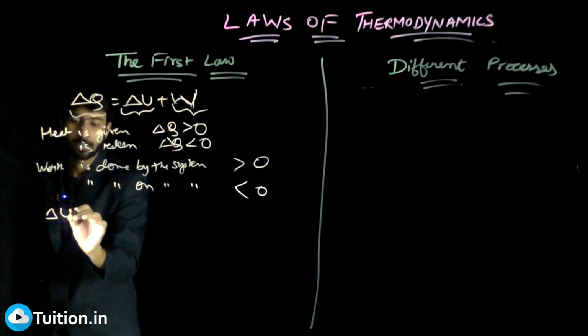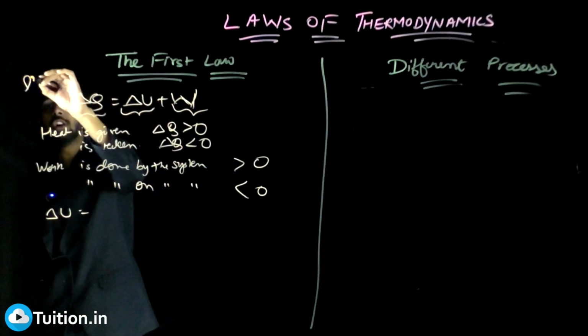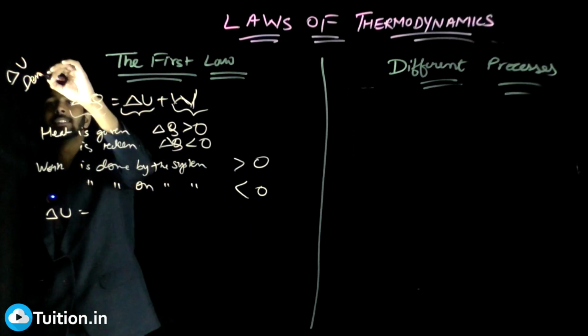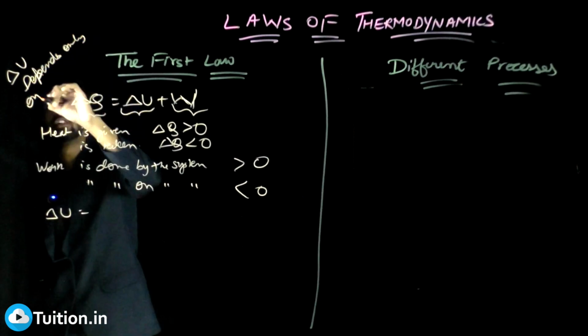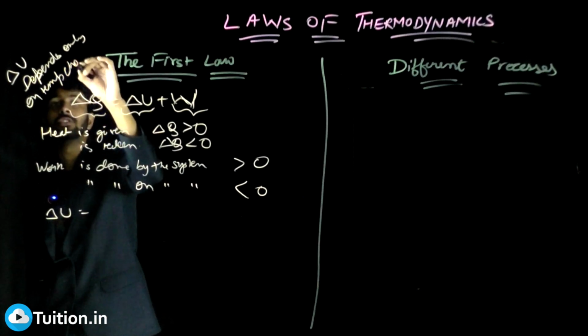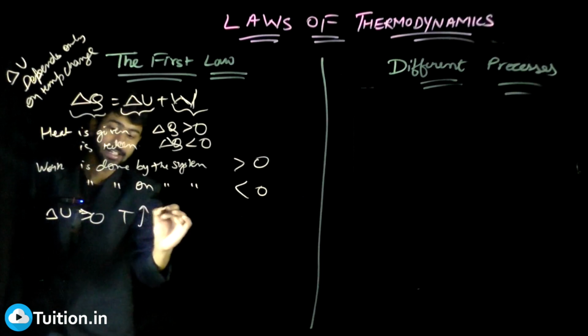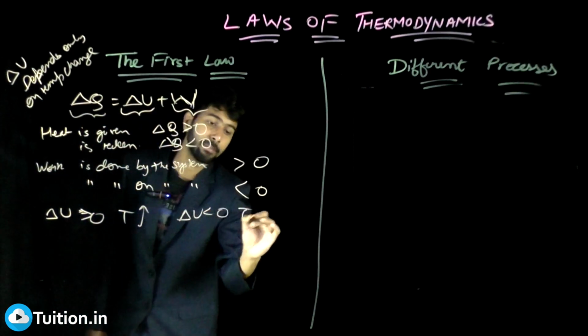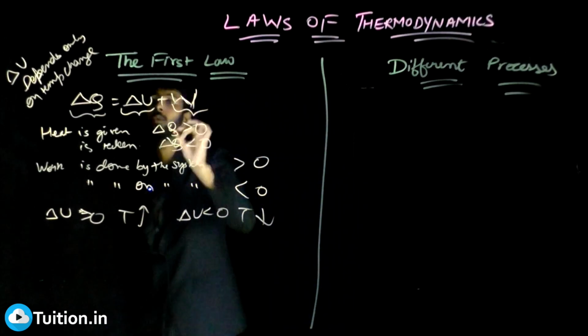Similarly, delta U is the internal energy change. Remember, delta U depends only on temperature change. And delta U will be greater than 0 if temperature is increased. Delta U will be less than 0 if temperature is decreased. So delta U depends only on temperature, right? So we'll look into the formula of what these three are.